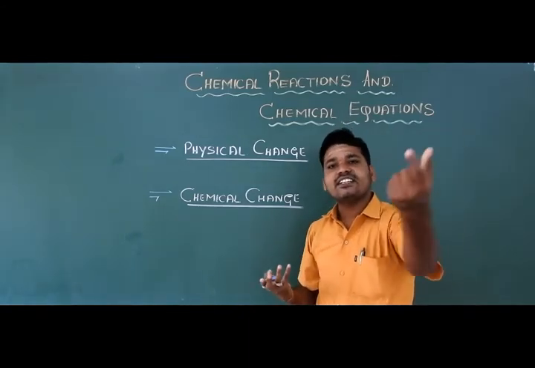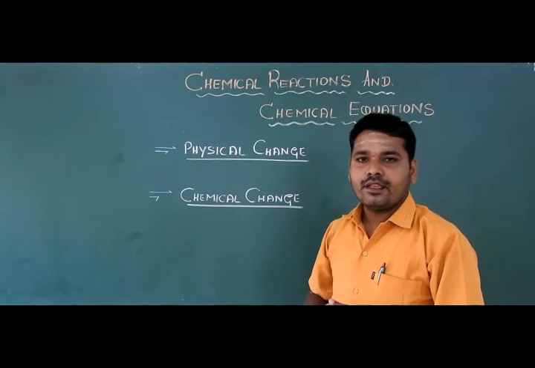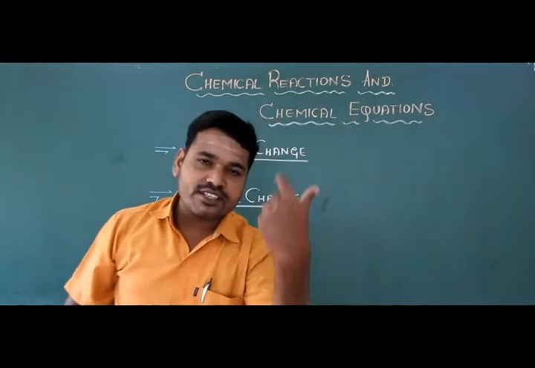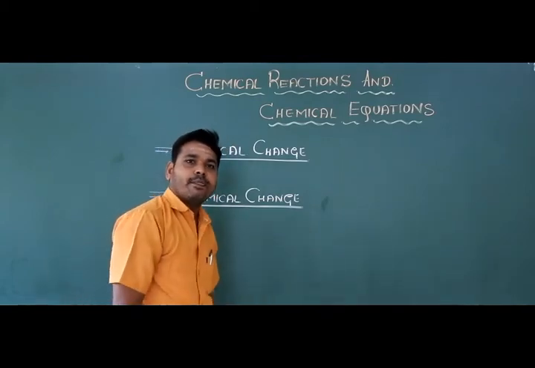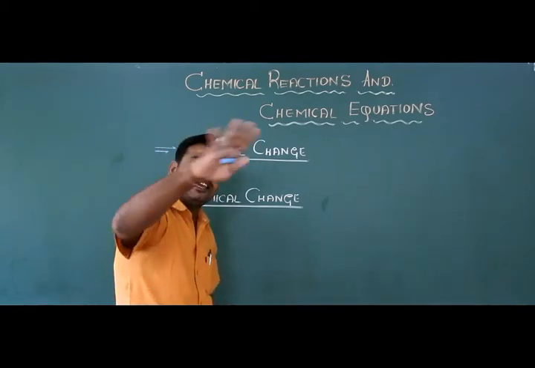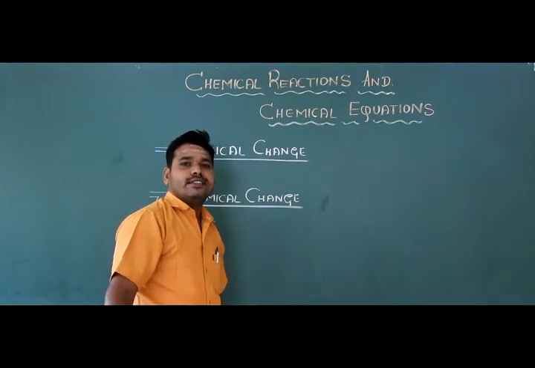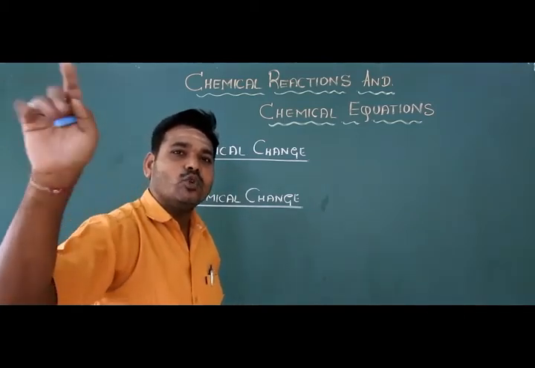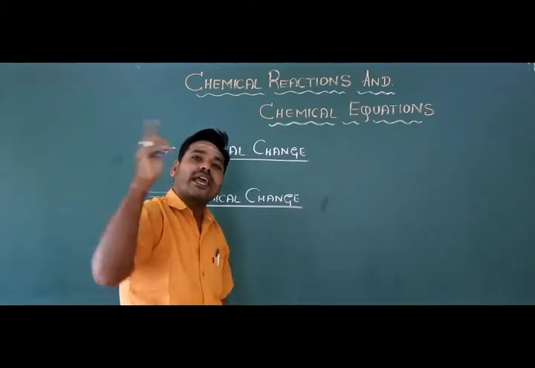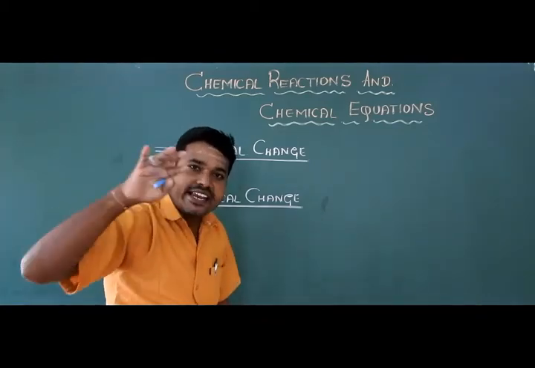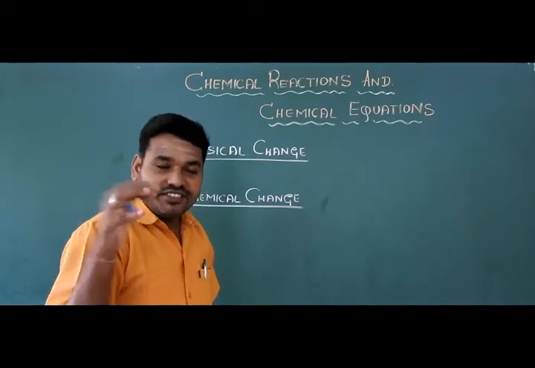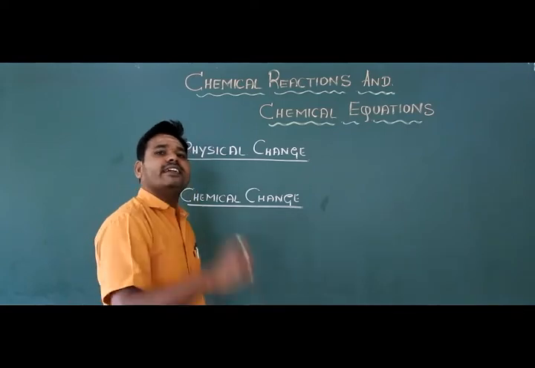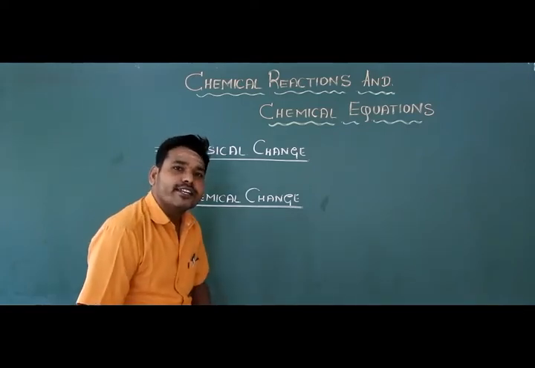And similarly, rusting of iron is an example. Decomposition of limestone. Anyone, what is the formula of limestone, students? Limestone, what is the chemical name? Yes, calcium carbonate, that is CaCO3. The decomposition of limestone, decomposition of calcium carbonate: when this limestone undergoes decomposition, it forms calcium oxide and carbon dioxide, students.